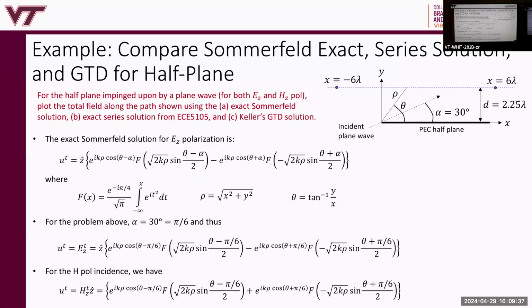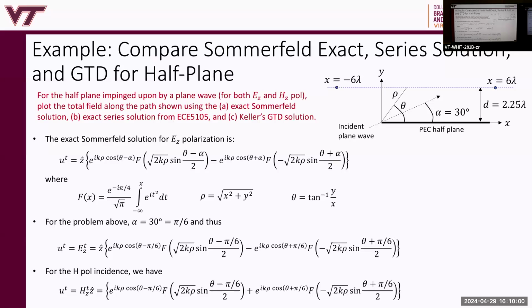Yeah, that's incorrect. So the reflected field goes this way, the incident field goes this way. We'll see that. Okay, and then rho and phi are parameterized exactly like that. So for the above problem, we know that alpha equals 30 degrees, so that means alpha is pi over 6, and we can replace these alphas with pi over 6. That's what we've done here, right?